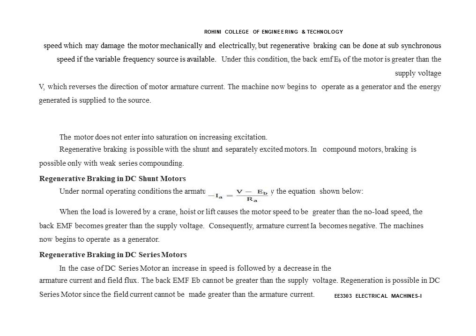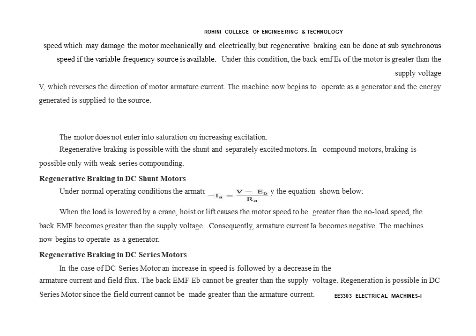Under this condition, the back EMF Eb of the motor is made greater than the supply voltage V, which reverses the direction of motor current. The machine now begins to operate as a generator and the machine generates supply voltage.